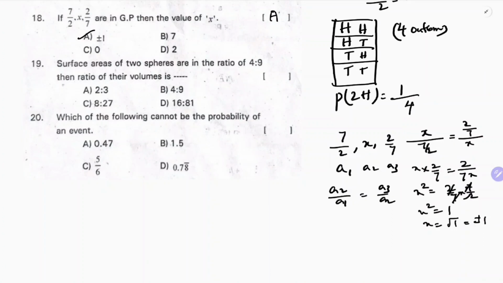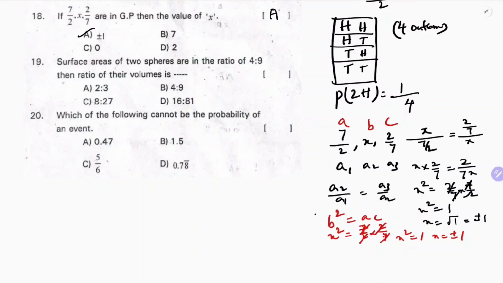You can do it, if you know the formula: if A, B, C are in GP, consider this as A, this is B, this is C, then the formula is B square equals AC. Then directly you will get x square equals 7 by 2 into 2 by 7. 7, 7 cancel, 2, 2 cancel. x square is 1. So x is plus or minus 1.